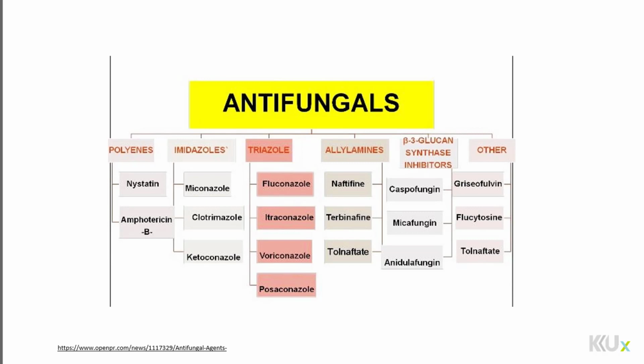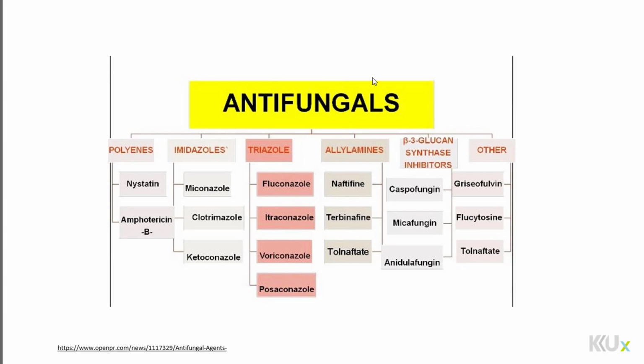Okay, so the first class is polyenes. Under polyene we have either nystatin or amphotericin B. Nystatin is mainly used as a topical, and amphotericin is for severe infection and comes in IV formulation. The second class we have the azoles, which is divided into imidazole or triazole. Examples of the imidazoles are miconazole, ketoconazole, etc. Examples of the triazoles are fluconazole, voriconazole, etc.